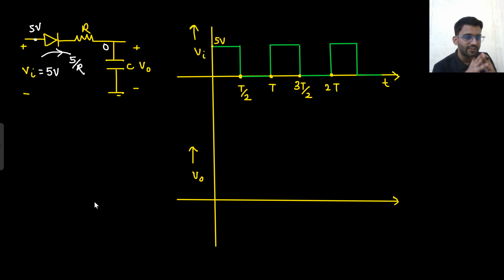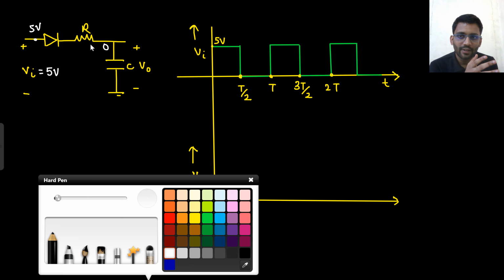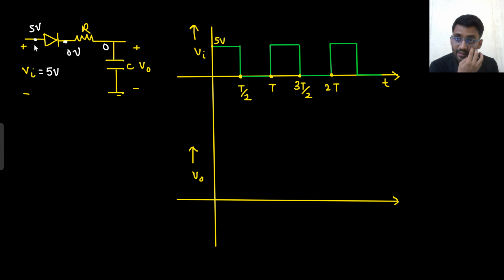I don't know if the diode is off or on. I am applying the short circuit test, or you can say the open circuit test. If you apply the open circuit test, what will happen? Here it is 5 volt and here it will be 0 volt only, right? This input is 5 volt and there is no charge on this capacitor, and there is no current in the resistor, so 0 volt. So 5 volt and 0 volt. So the diode will be turned on, right? The diode will be turned on initially when the input is 5 volt.